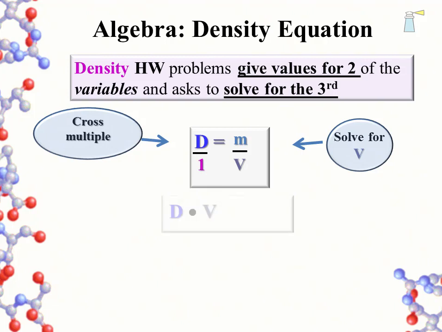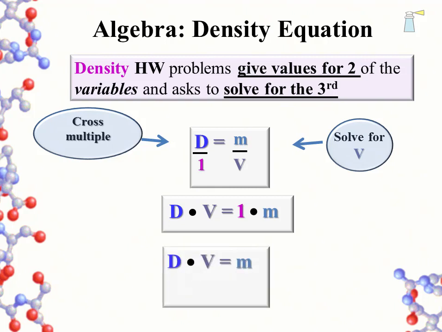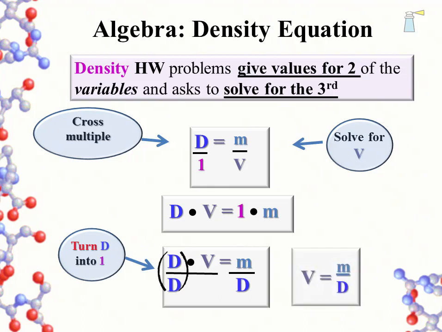Cross multiplying is taking the numerator of the first fraction, D, times the denominator of the second fraction, V, and making that equal to the denominator of the first fraction, 1, times the numerator of the second, M. V times D equals M times 1, and M times 1 equals M. To isolate V, we need to turn the D into a 1 by dividing both sides by D. D over D is 1, and V times 1 is V. V equals M divided by D.